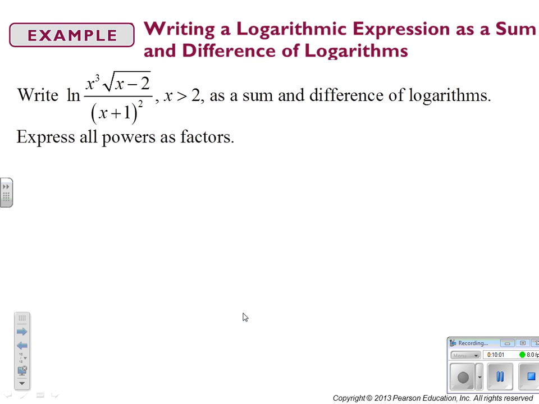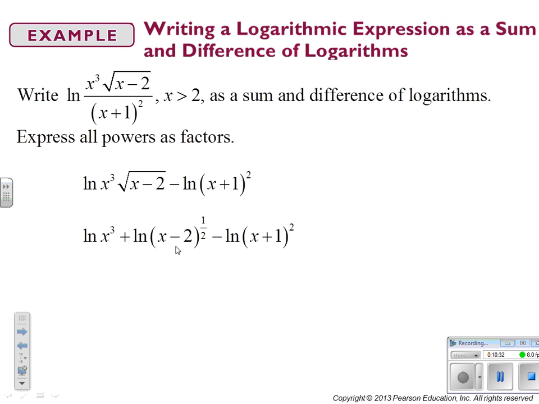All right, using natural log, we got x cubed square root of x minus 2 over x plus 1 squared. And we have not only multiplication but division, and we can do both of those. Anything being divided, we can write as a minus the natural log of, so you take natural log of the top minus natural log of the bottom. Then we rewrite our roots as fractional exponents. So we go ahead and pull those exponents out.